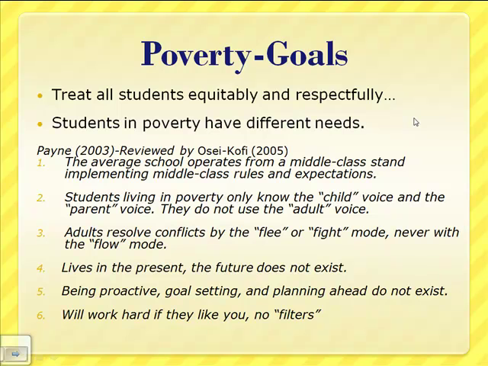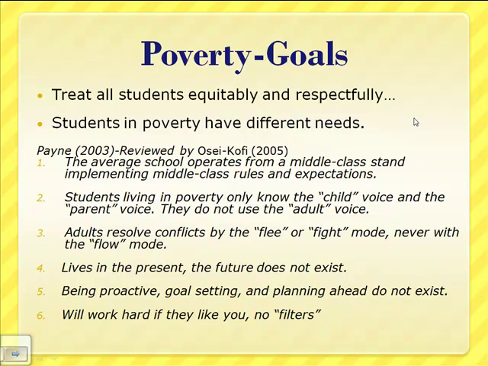Number four, lives in the present. The future does not exist. So we're setting these long-term goals in the virtual classroom. However, they're just thinking about today. Are they meeting their needs of today? Being proactive, goal setting, planning ahead do not exist. And number six is they'll work hard if they like you. They don't have those filters. So we want them to like us, and it's a little bit more difficult to build that rapport in the virtual classroom, but essential to meeting the needs of all students and treating them equally and respectfully in the classroom.